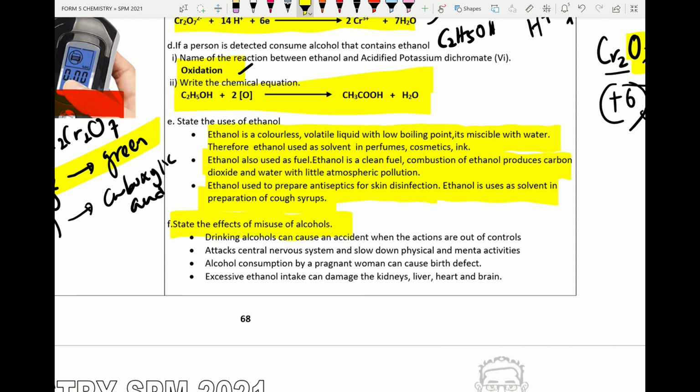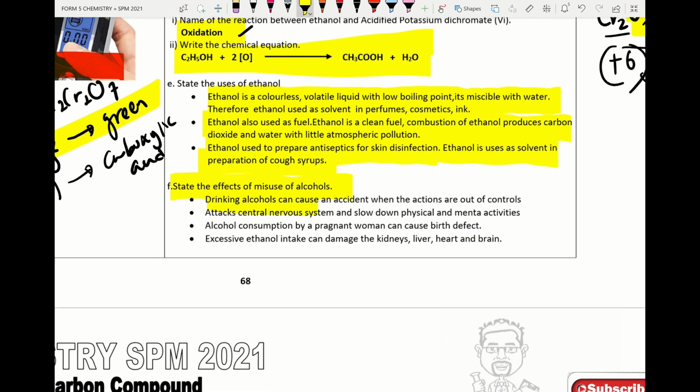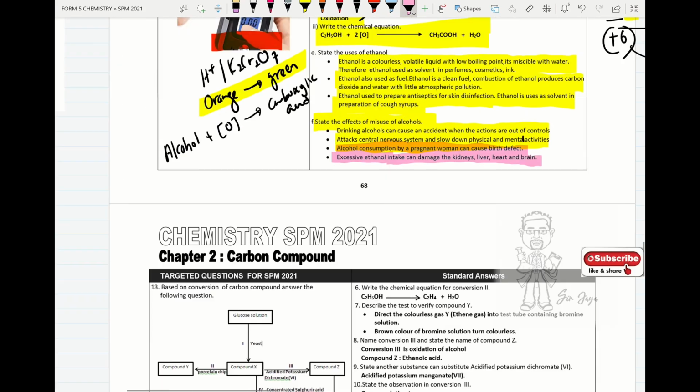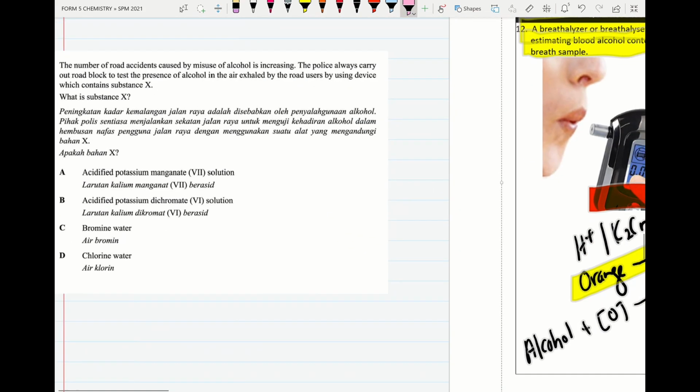Effects. State the effects of misuse of ethanol. Drinking alcohol can cause accidents when the actions are out of control. It attacks the central nervous system and slows down physical and mental activity. The consumption of ethanol by a pregnant woman can cause birth defects. Excessive ethanol intake can damage the kidney, liver, heart, and brain. Please remember all this.